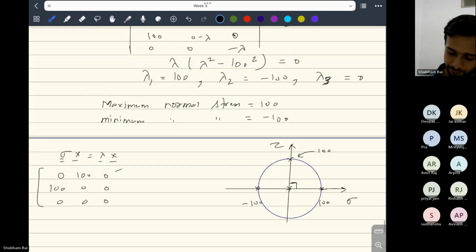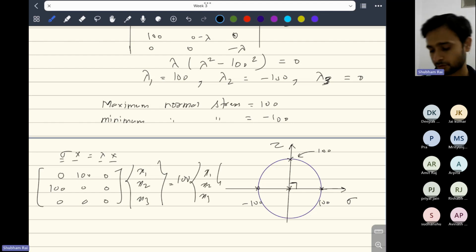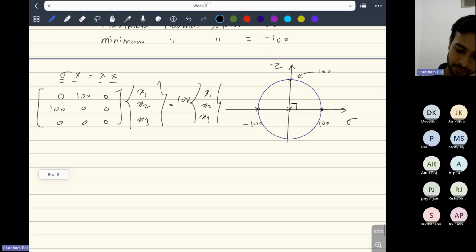X is, let's say, x1, x2, x3, and lambda is 100, so 100 times that. This is corresponding to the maximum normal stress, so you want to find the eigenvector corresponding to the maximum principal value. If you solve this, we get 100x2 equal to 100x1. And again here, sorry, 100x1 should be equal to 100x2. And obviously x3 will be 0, so this will be 0 is equal to 100x3.